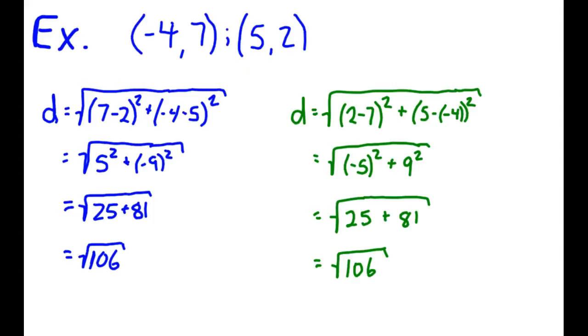Earlier I stated it does not matter which ordered pair you make x sub 1, y sub 1, and which one you make x sub 2, y sub 2, because when you go through and simplify, you're going to get the same result in the end. And that's what I'm showing you off to the right.